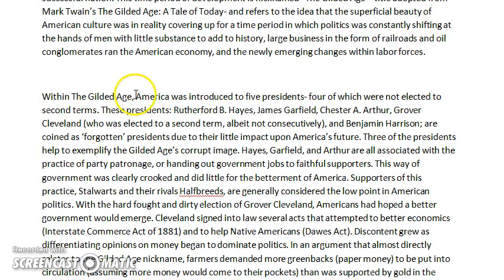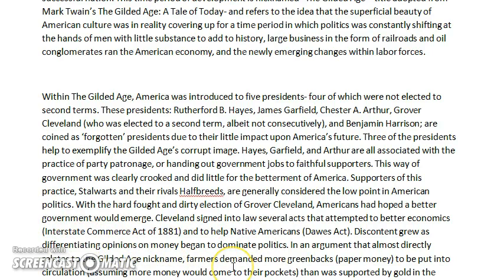Within the Gilded Age, America was introduced to 5 presidents, 4 of which were not elected to second terms. These presidents, Rutherford B. Hayes, James Garfield, Chester A. Arthur, Grover Cleveland, who was elected to a second term, albeit not consecutively, and Benjamin Harrison, are coined as forgotten presidents due to their little impact upon America's future. 3 of the presidents helped exemplify the Gilded Age corrupt image. Hayes, Garfield, and Arthur are all associated with the practice of party patronage, or handing out government jobs to faithful supporters. This way of government was clearly crooked and did little for the betterment of America. Supporters of this practice, stalwarts, and their rivals, the half-breeds, are generally considered the low point in American politics.